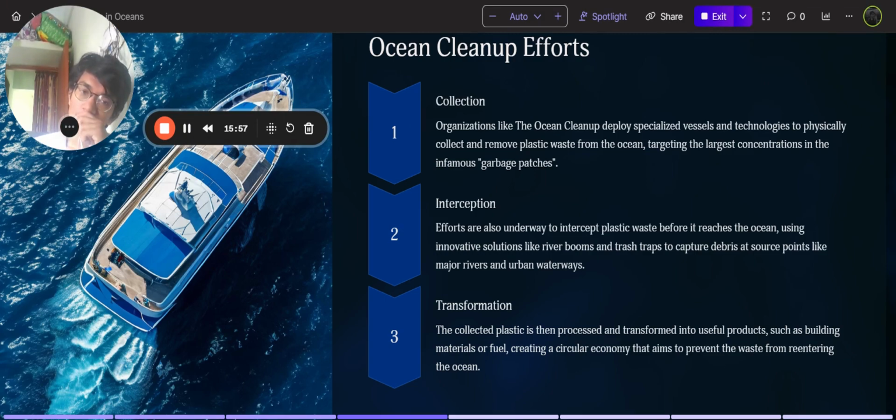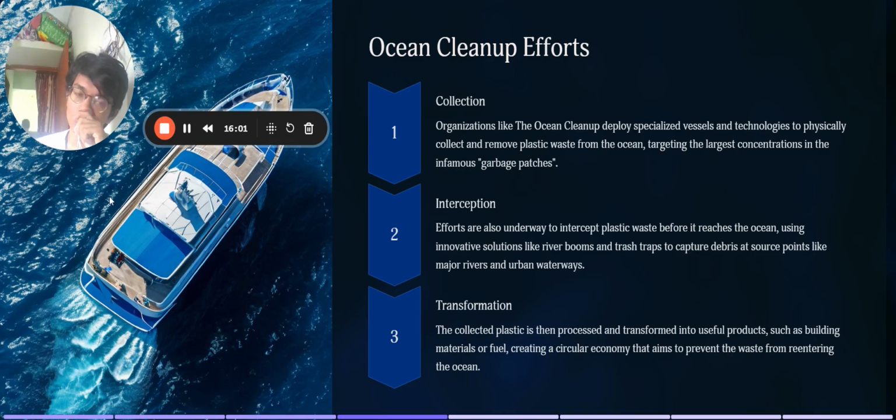Ocean cleanup efforts. Collection. Organizations like the Ocean Cleanup deploy specialized vessels and technologies to physically collect and remove plastic from oceans, targeting the largest concentrations in infamous garbage patches.